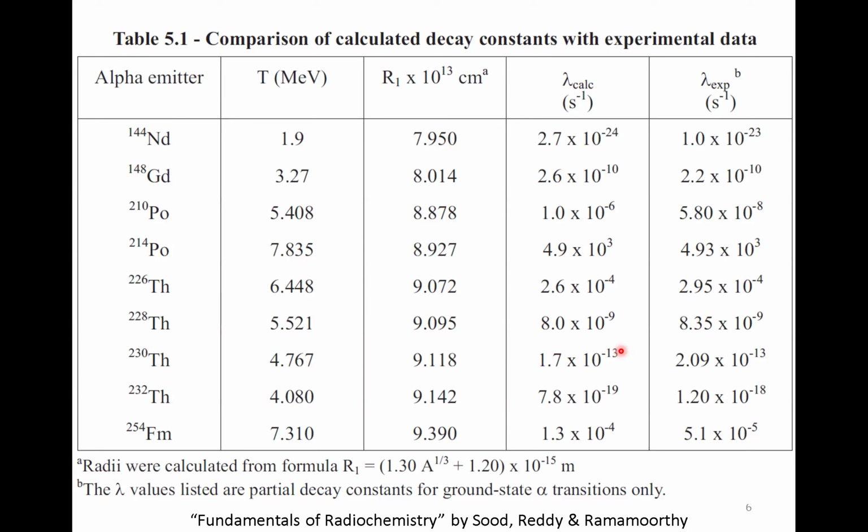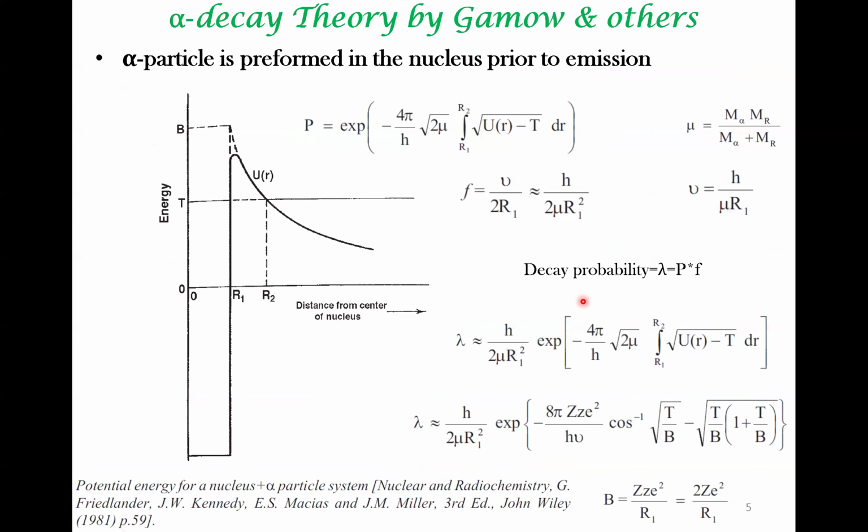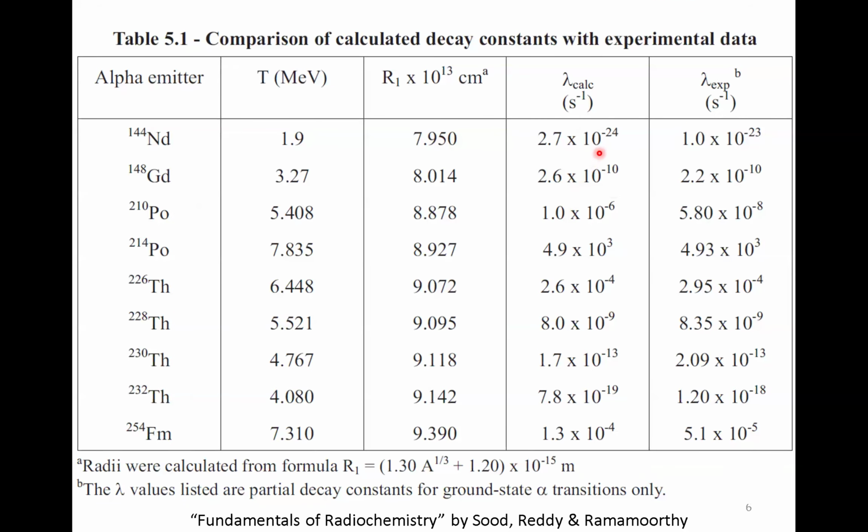So these are the predictions from Gamow's theory. These are the typical alpha emitters. This is the kinetic energy, because that also has to be known. R1 is this distance. T is this quantity. With all these things, you can get a value for decay probability. The calculated decay probability compares reasonably well with what is measured experimentally.